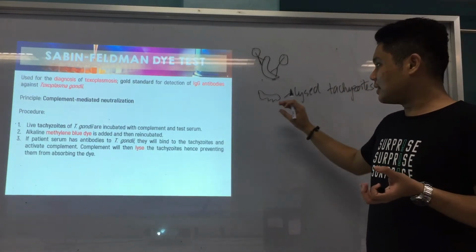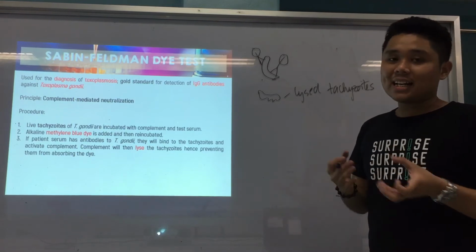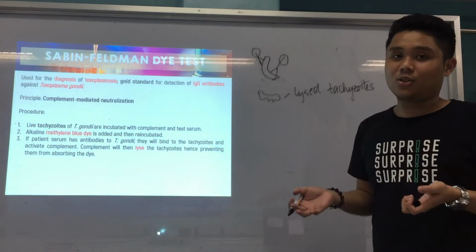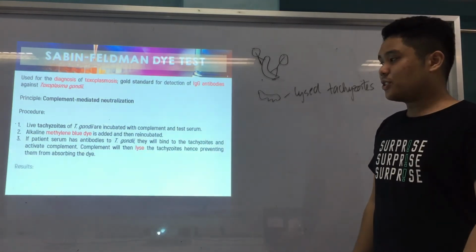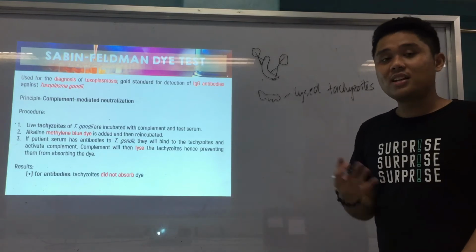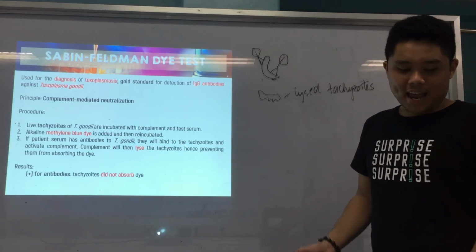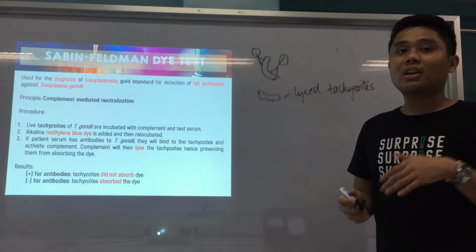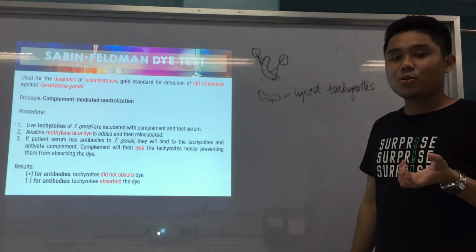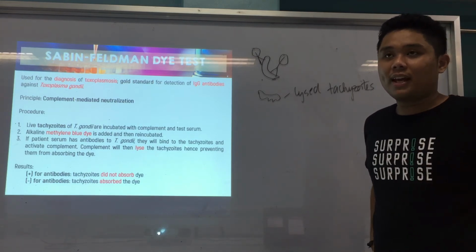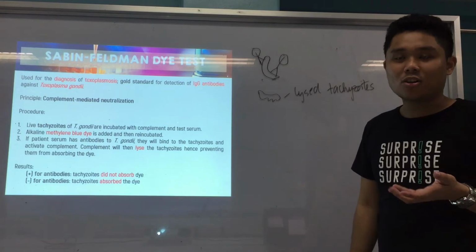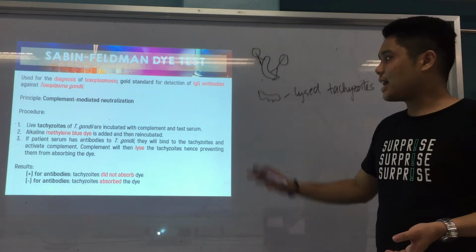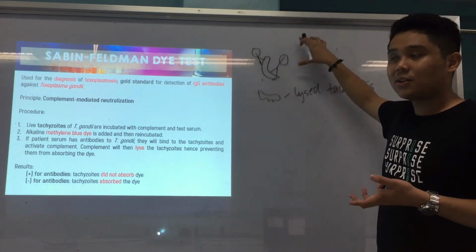Now, because the tachyzoids are already lysed, the alkaline methylene blue cannot be absorbed by the tachyzoids. Therefore, the positive result is that the tachyzoids did not absorb the dye, meaning they remain colorless. And negative results, negative for antibodies, the tachyzoids absorb the dye. Because in the positive case the tachyzoids have already been lysed or neutralized, they cannot absorb the dye, because of the attachment of the antibody and the activation of the complement.